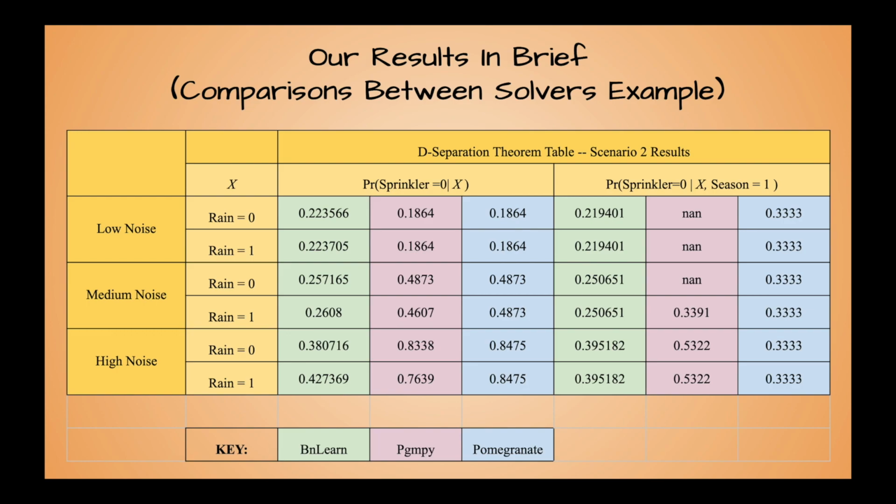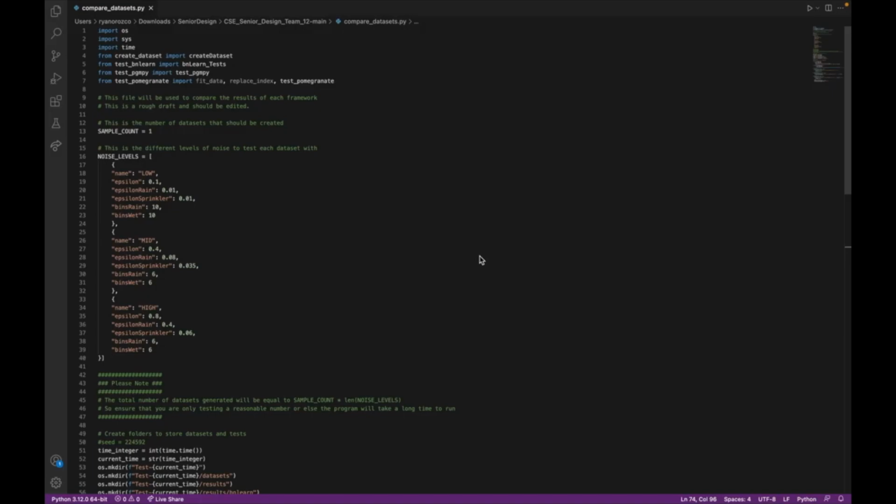An analysis of our data reveals that BNLearn was the best solver for identifying these relationships, with PGMPY in second place and Pomegranate in last. Compare datasets.py basically automates the process of creating datasets with different noise levels and testing different Python solvers using those datasets.